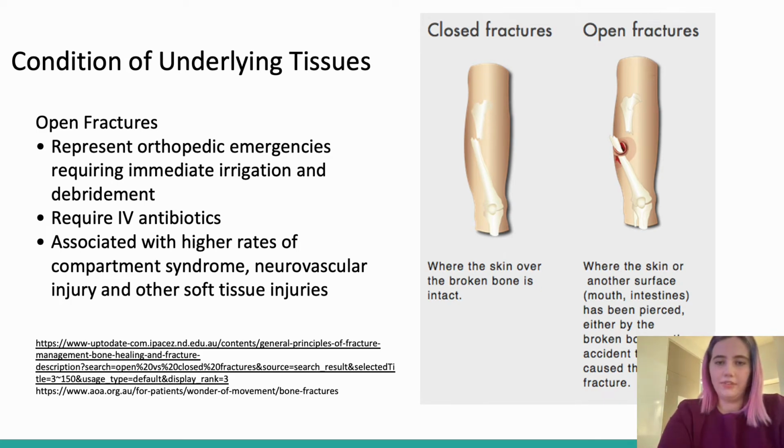This is seen in open fractures, where the skin or another surface has been pierced either by broken bone or the accident that caused the fracture. This represents an orthopedic emergency requiring immediate irrigation and debridement. They may require IV antibiotics, and it is associated with a high risk of compartment syndrome, neurovascular injury, and other soft tissue injuries.